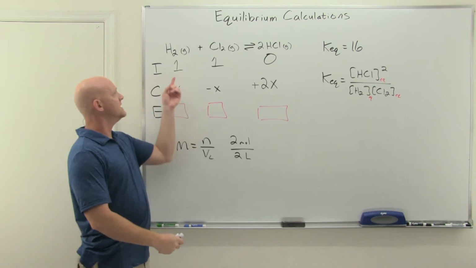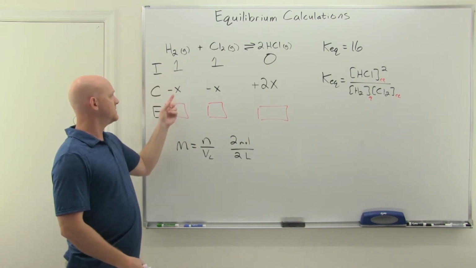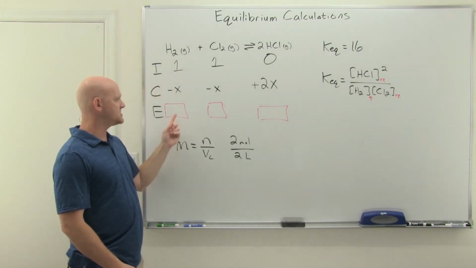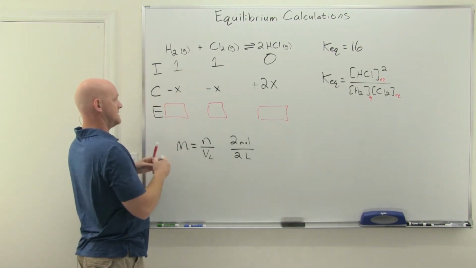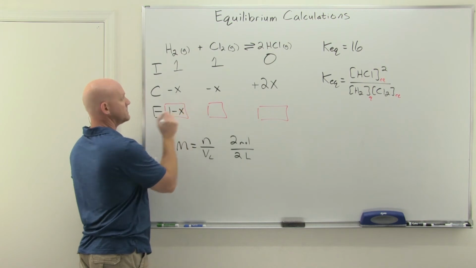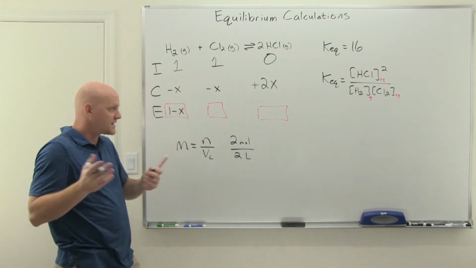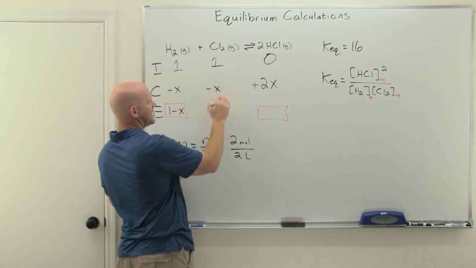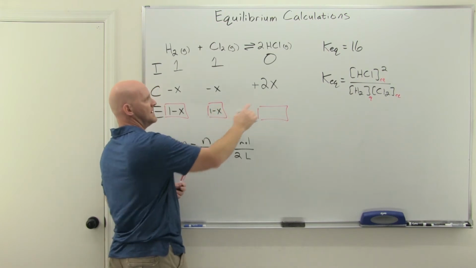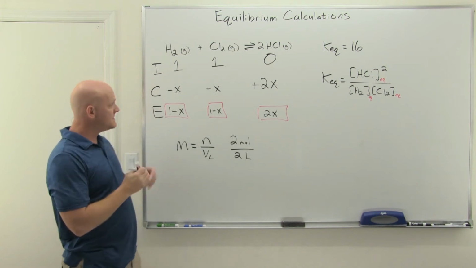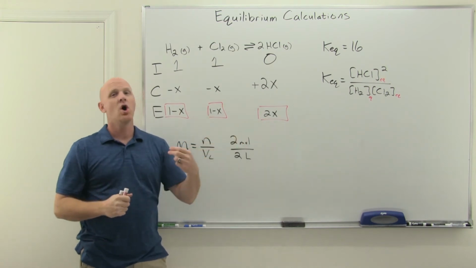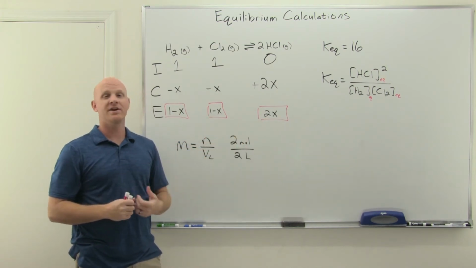Well, the same thing here. You just take your initial concentration, plus how much it changed by, and then it gets you your equilibrium concentration. And so 1 plus a negative x is simply 1 minus x. Can't simplify it any further. We don't know what x is. So same thing here. 1 plus a negative x is 1 minus x. 0 plus 2x is 2x. And these are the equilibrium concentrations, all expressed in terms of a common variable x.